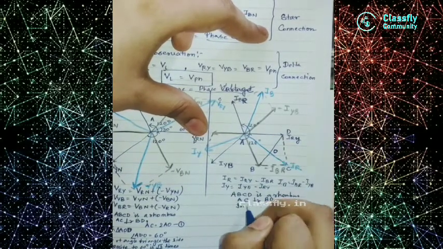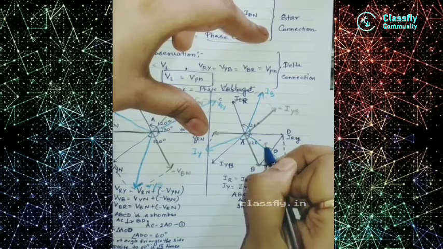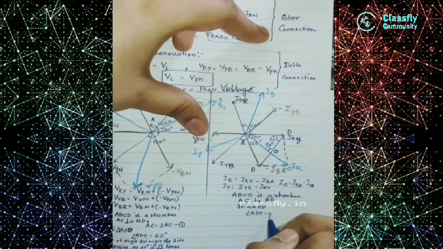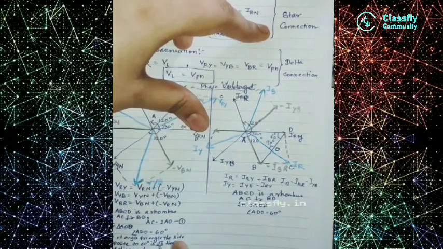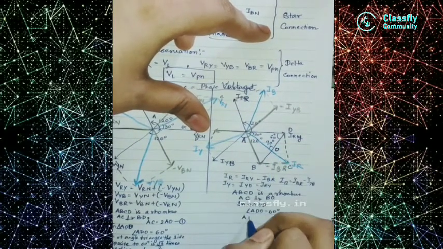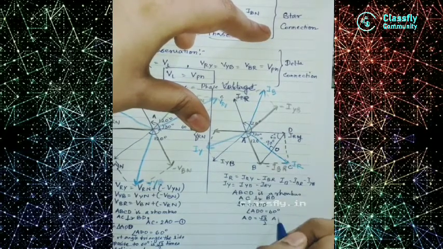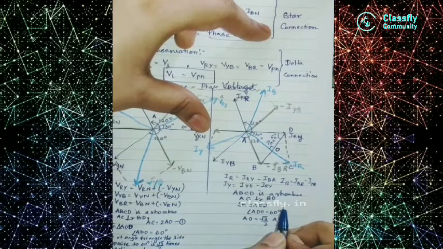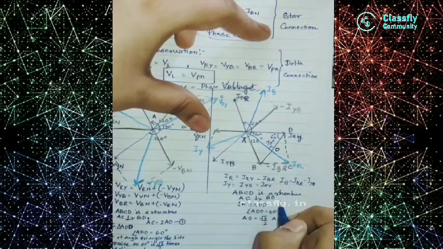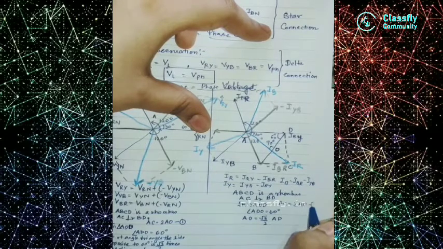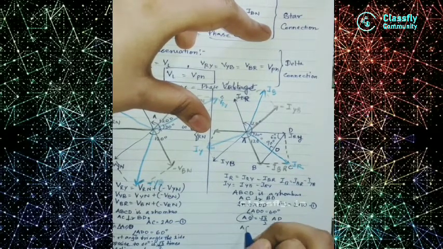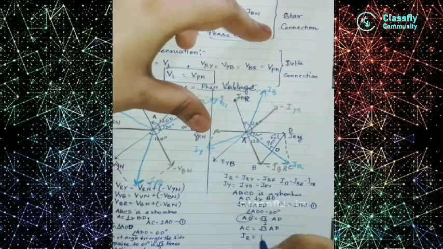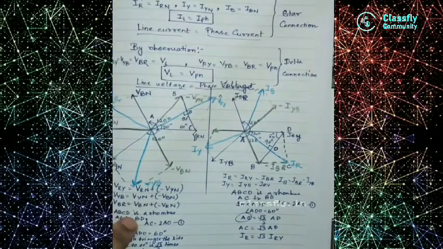Here also in triangle AOD, this angle is 90 degree, this will be 30 degree, then this will be 60 degree. Angle ADO is equal to 60 degree. We know that in a right angle triangle, the side opposite to 60 degree, that is AO, will be root 3 by 2 times the diagonal, that is AD. Before, we had AC equal to 2AO. So this was equation 1, and we put this value in this equation. So we get AC equal to root 3 AD, and we know that AC is our IR and AD is our IRY, right?